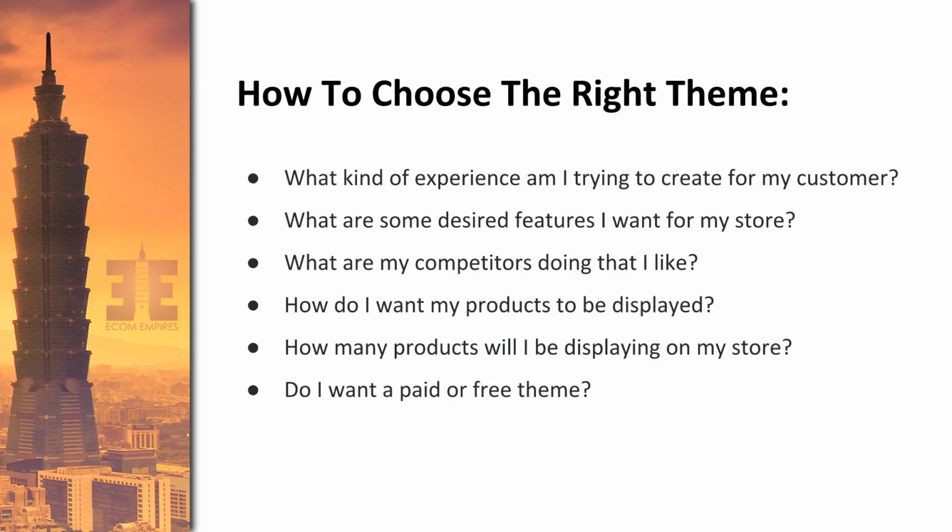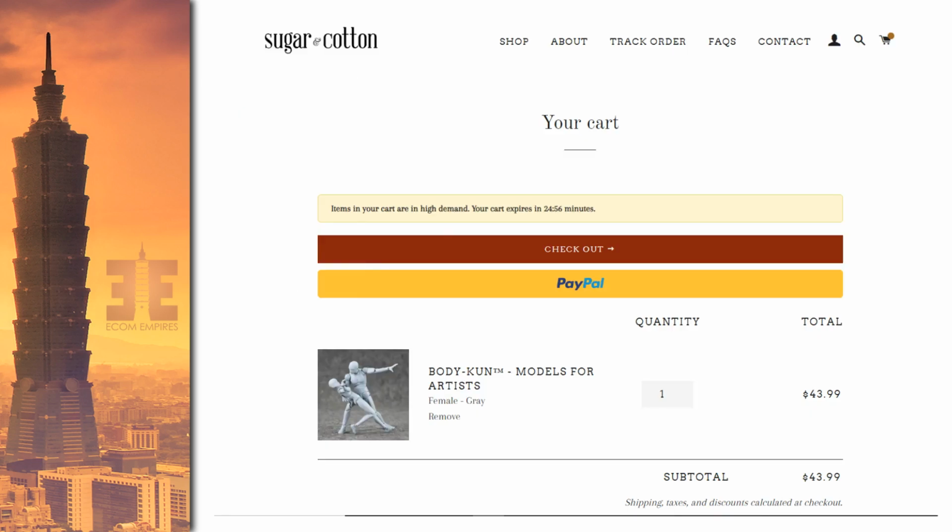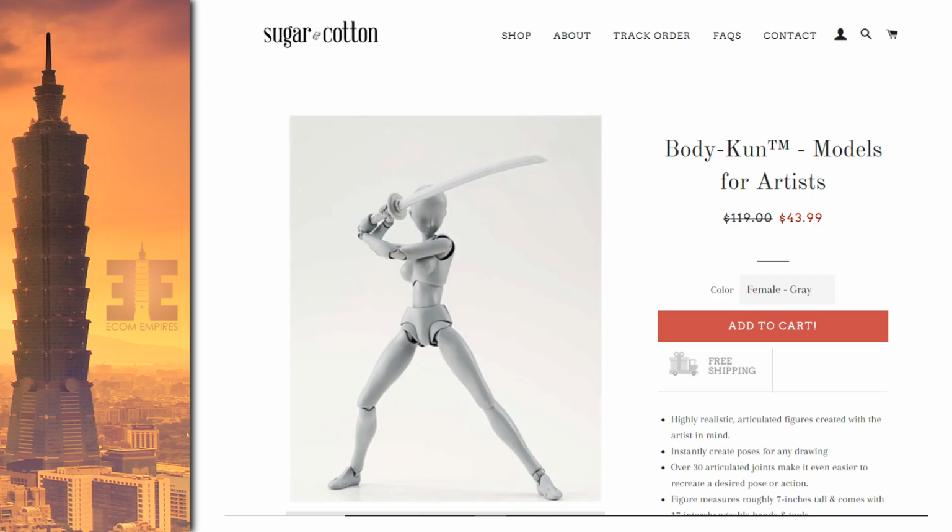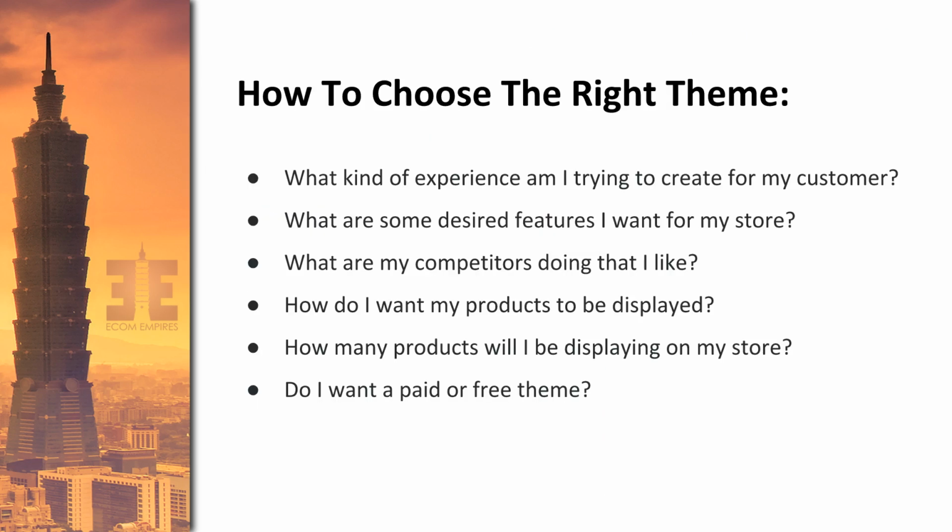And then finally, do you want a paid or a free theme? Again, I think that this is a free theme. Sugar and Cotton still uses a free theme, the Brooklyn theme, which is one of the ones I recommend. The other one is the Venture theme, so they both work.